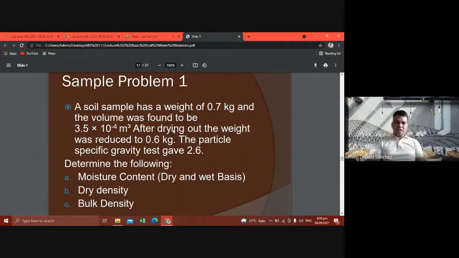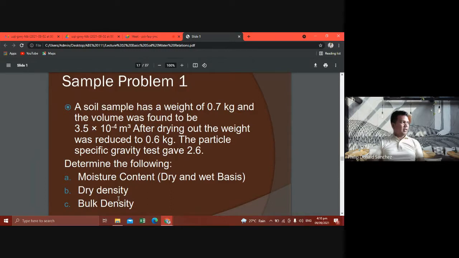Then the particle specific gravity is given. So the specific gravity of the particle is equal to 2.6. Determine the following: the moisture content on dry and wet basis, then the dry density, and then the bulk density.